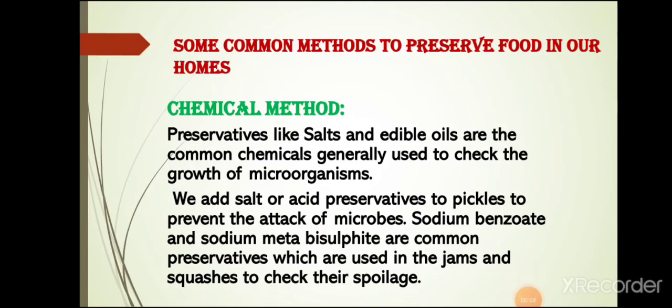First is the chemical method. Salts and edible oil are the common chemicals used to check the growth of microorganisms. Therefore, we call them preservatives. You have seen that we add salt or acid preservative to pickles so that they prevent the attack of microbes. Then there are other chemicals like sodium benzoate and sodium metabisulfite. These are common preservatives which stop the growth of microorganisms or kill them. These are used in jams and squashes to check their spoilage.